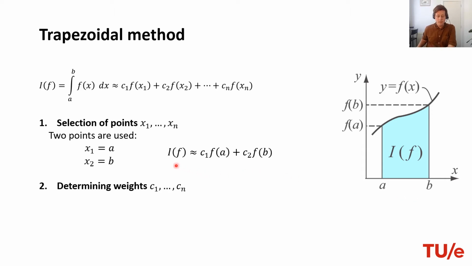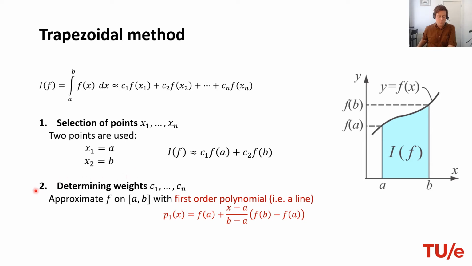This will result in an integration rule which looks as follows. We have a weighted sum of f evaluated at the left side of the integration interval and f evaluated at the right side of that integration interval. All that's left for us to do now is to determine these coefficients C1 and C2.